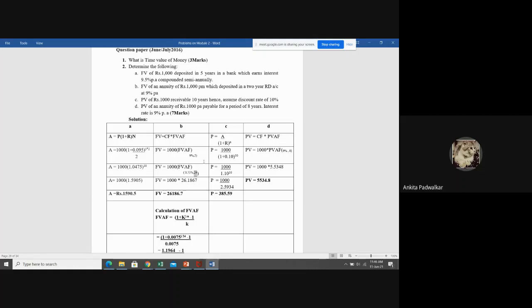Ma'am, the problem is based on per month. See, the problem is per month. But when you're taking 2 years, that means it is not per month they are telling. They have not given 24 months directly. So 2 years means when you convert this years into months, it will be 2 into 12, right? Is it clear, students? Yes, ma'am.